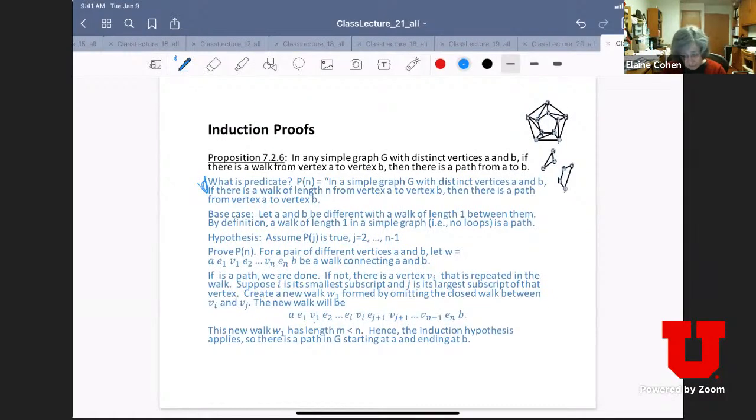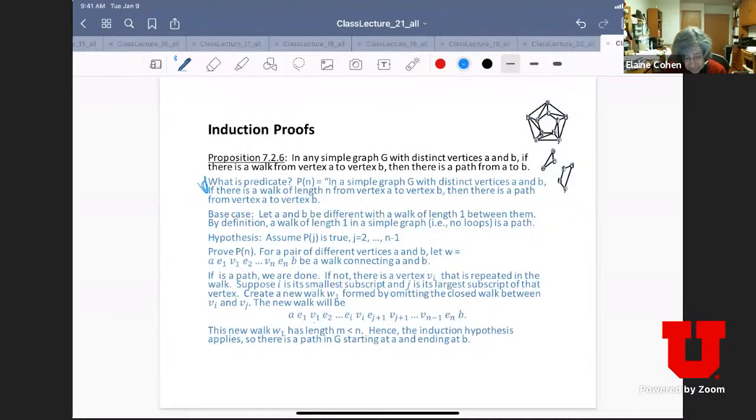The new walk has a shorter length, less than n. We don't know it's a path, we know it's a walk. But we have our induction hypothesis. Our induction hypothesis says if I can connect two edges by a walk of length n plus 1 or less, then there's a path between them.